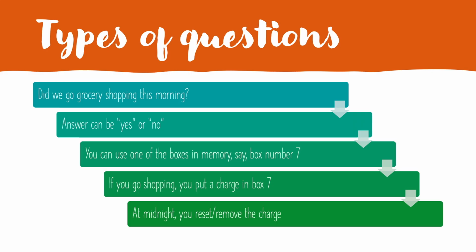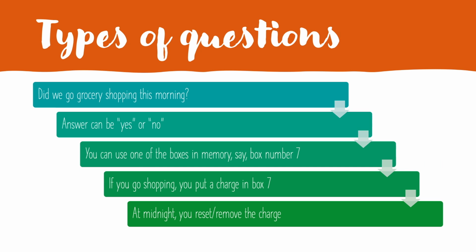Now, there can be different types of questions. So let's elaborate a little bit on this one. For example, let's say you are working on a to-do list app. You want to track if you went grocery shopping today in the morning. Since this can have only 2 answers, we can represent it using what we already learned, right?